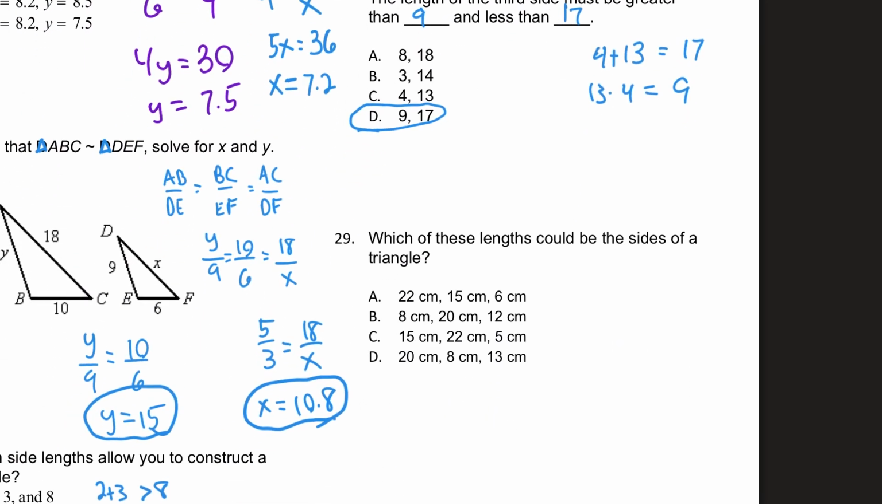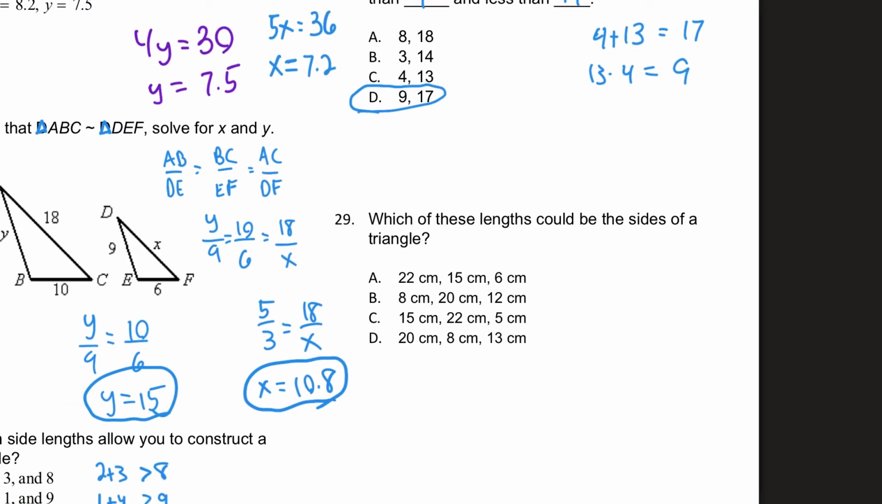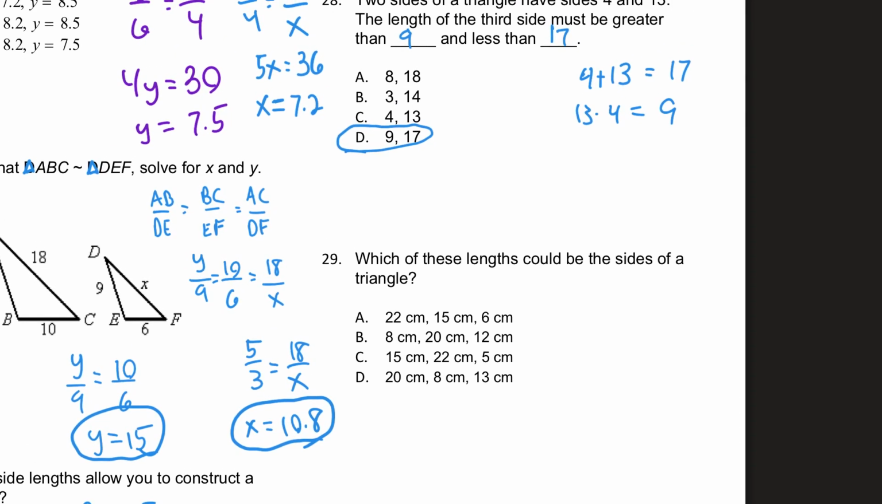All right, let's scroll down. Which of these lengths could be the sides of a triangle? Same type of problem: 22, 5, 15, and 6. Take the smaller two sides and add them together. 6 plus 15 is 21. 21 is less than 22, so this is impossible. The two smaller sides added together have to be greater than the longest side.